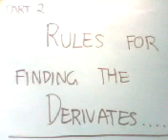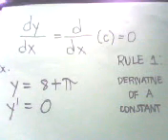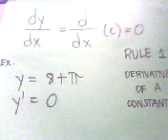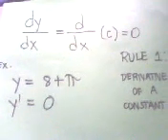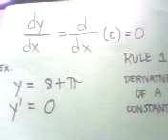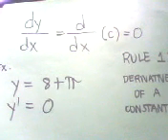The second part of our lesson is rules for finding the derivatives. The first rule is the derivative of a constant. Our example here is y is equal to 8 plus pi. Since these are both constants, the derivative of the function is 0.